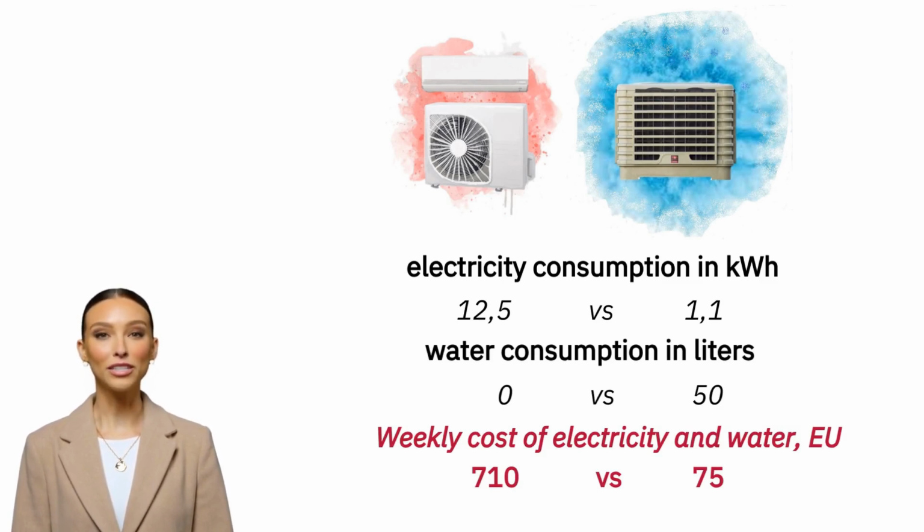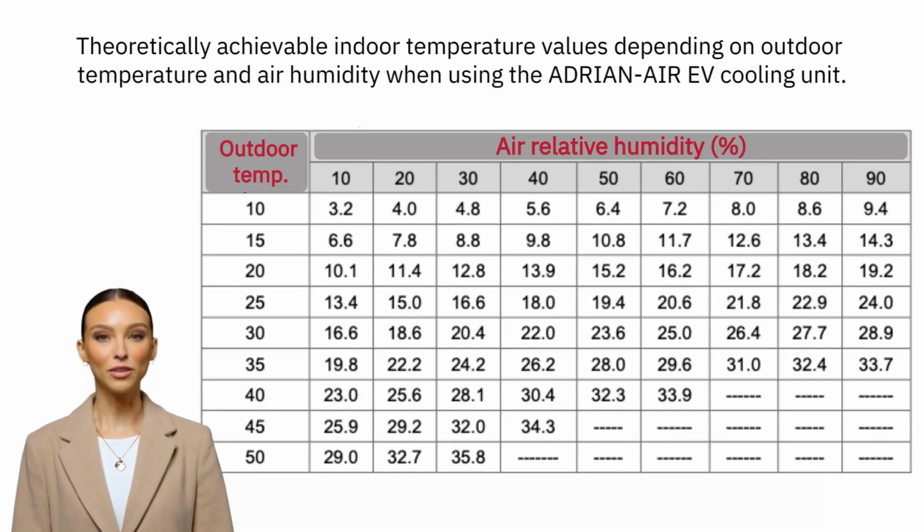The cooling unit is therefore many times more efficient compared to conventional air conditioning, and it is also many times cheaper. Take a look at our calculation for an outdoor temperature of 30 degrees Celsius and air humidity of 40%. Operating the unit, which provides the same cooling effect as air conditioning, is 10 times cheaper. This table shows the theoretical temperatures that can be achieved through cooling.